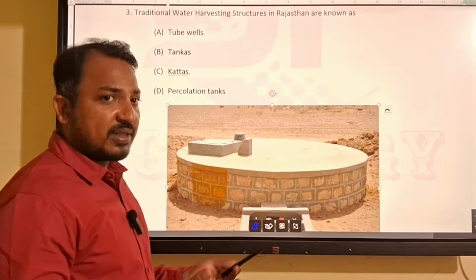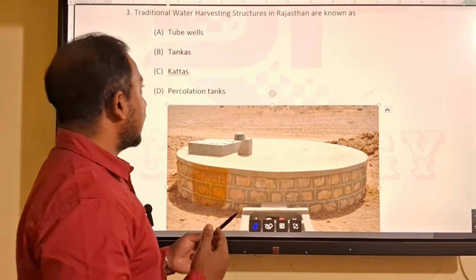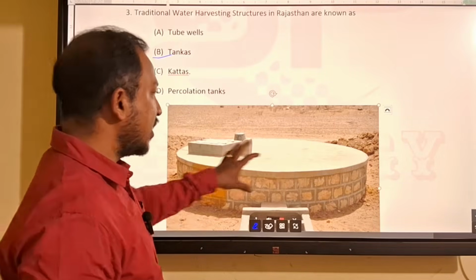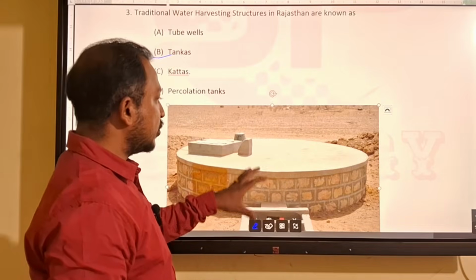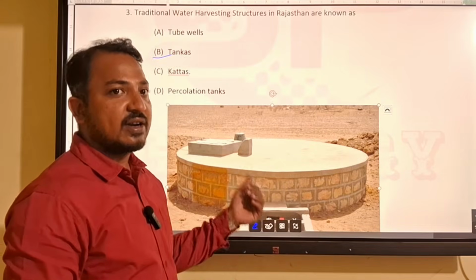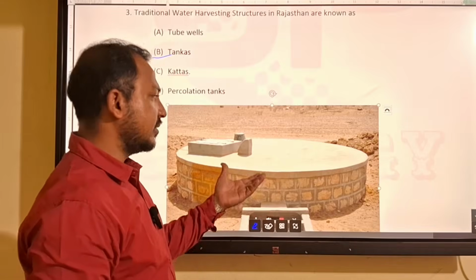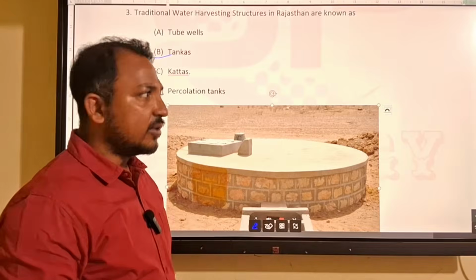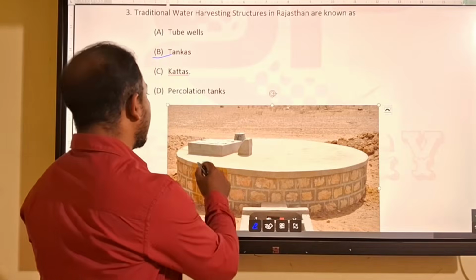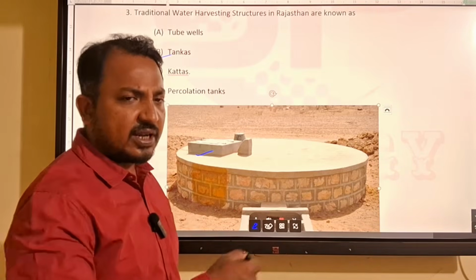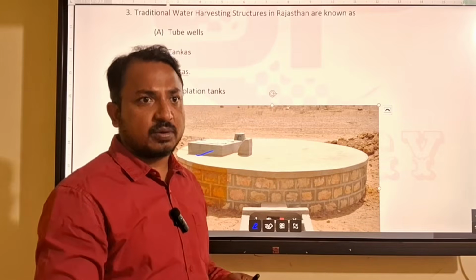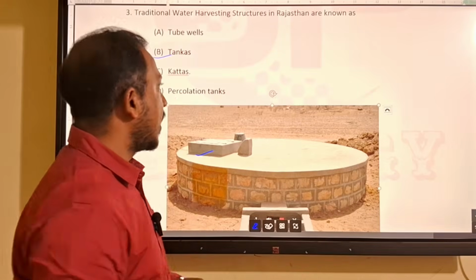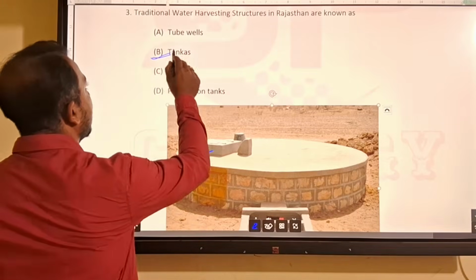There is a traditional method in Rajasthan where they use tankas, underground wells to store water, and this water can reach the groundwater. It is a method of harvesting rainwater: they dig a well in the subsurface region and collect the rainwater. So the answer will be tankas.